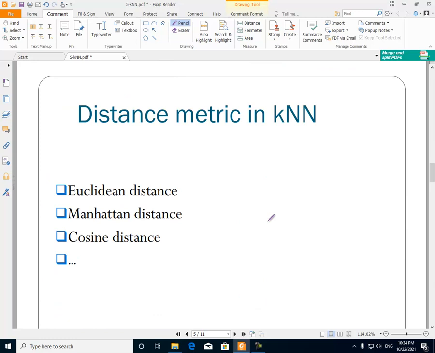The distance metric in KNN could be different. We could use different distance metrics in the KNN classifier. We could use the Euclidean distance, the Manhattan distance, the cosine distance, and all of these distances could be used. Some of these distances have better results for some data. For example, the cosine distance is suitable for text data.